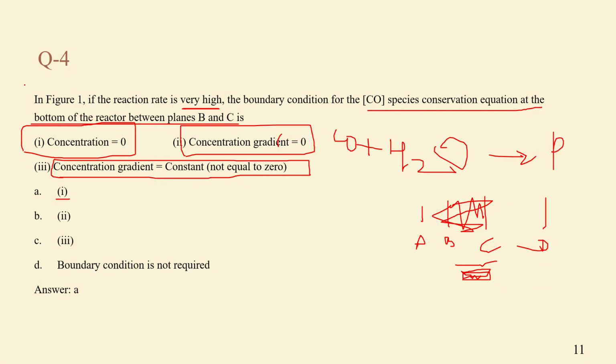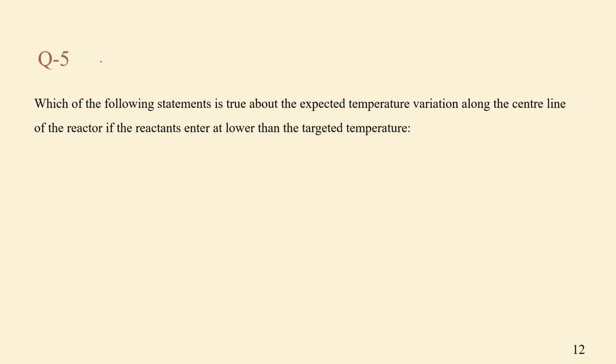We'll go to question 5. Question 5 asks which of the following statements is true about the expected temperature variation along the center line of the reactor if the reactants enter at a lower temperature than the targeted temperature?